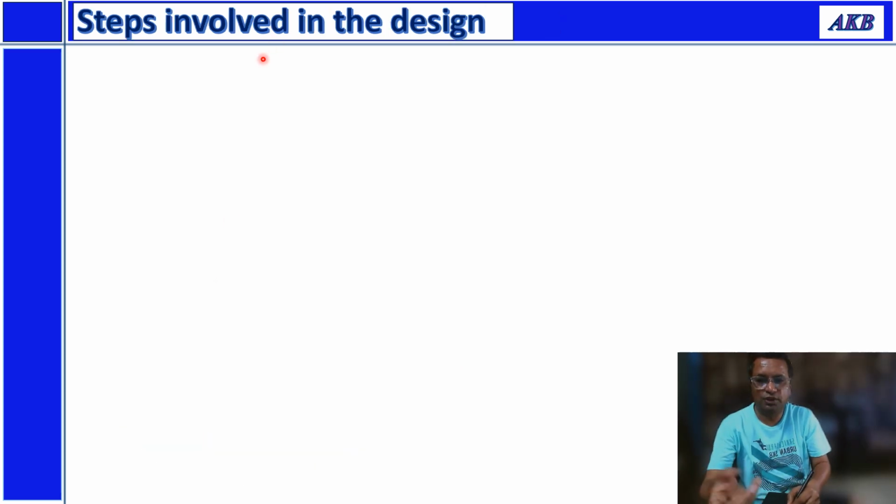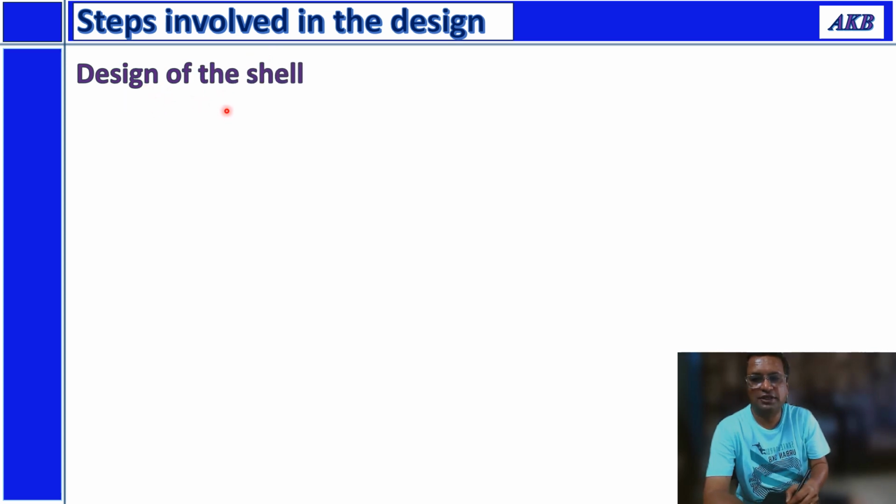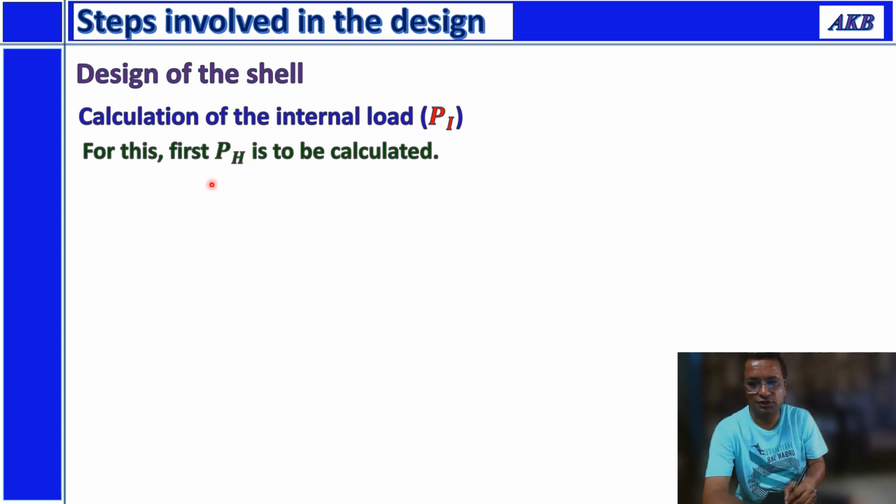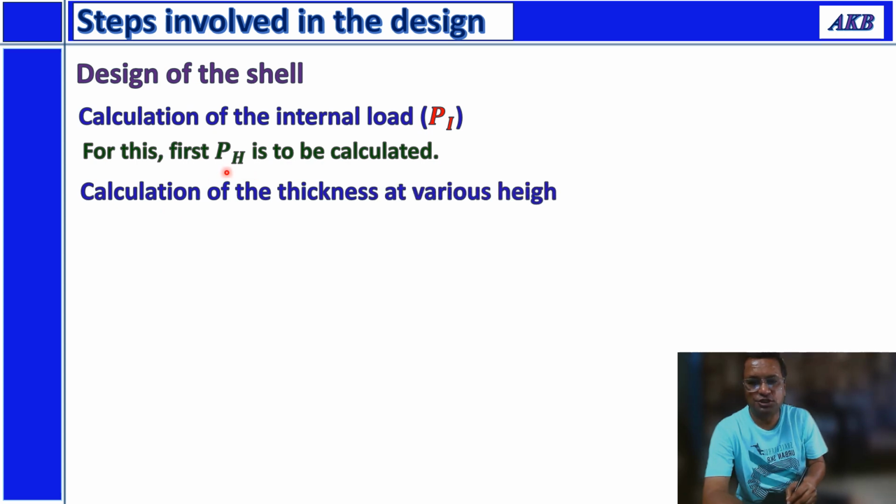Now let us know what are the steps involved in the design. First we have to design the shell. So the first step will be design of the shell, and over here you are going to calculate internal load, that is PI. For this internal load we need to calculate pH, that is hydrostatic pressure, first. Then using pH you are going to calculate PI.